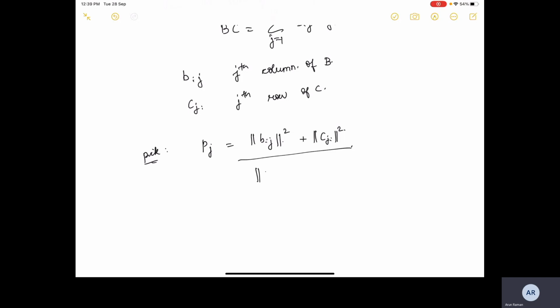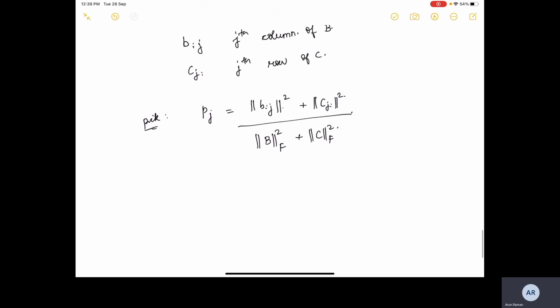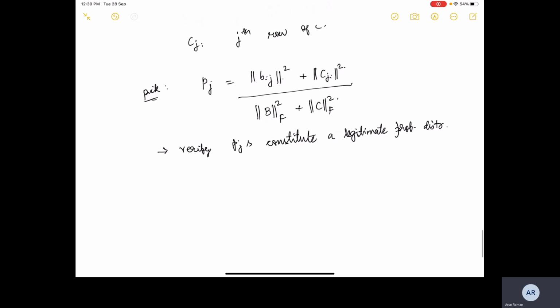We are taking the sum of their lengths. Okay, so these are our sampling probabilities. You can verify that the Pj constitute a legitimate probability distribution. Okay, one can verify that this is true.